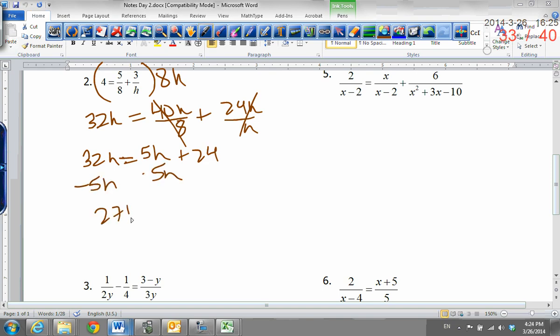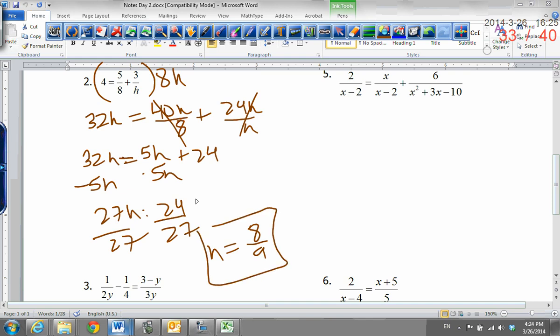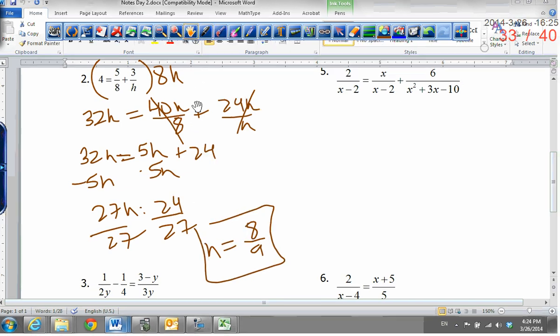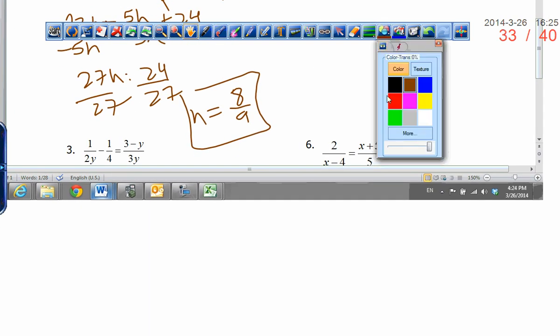And so I get 27h equals 24. Divide both sides by 27. And h is just going to be that fraction. You can reduce that. In decimal form, it's 0.8888 repeating, or it's just 8/9. Okay? All this, guys, is the same thing over and over and over again.